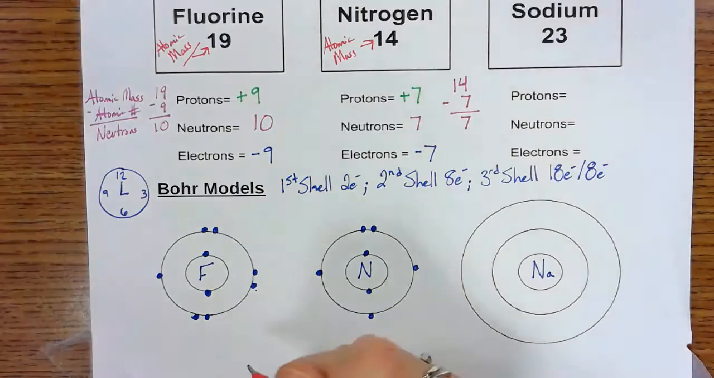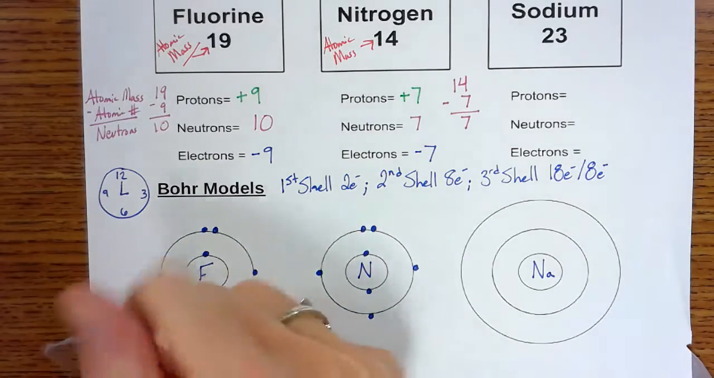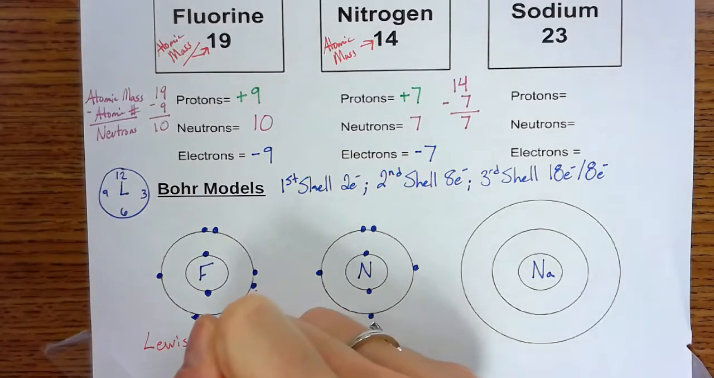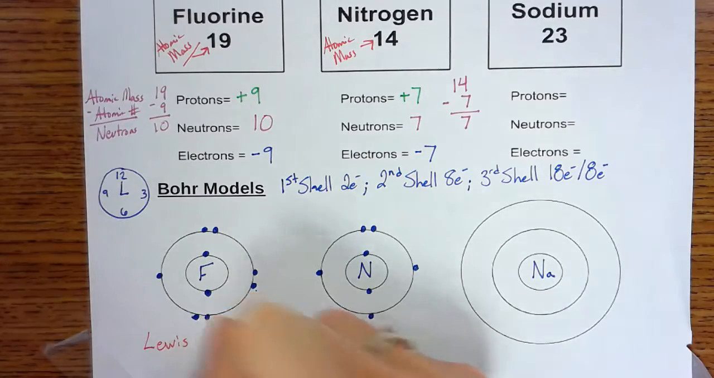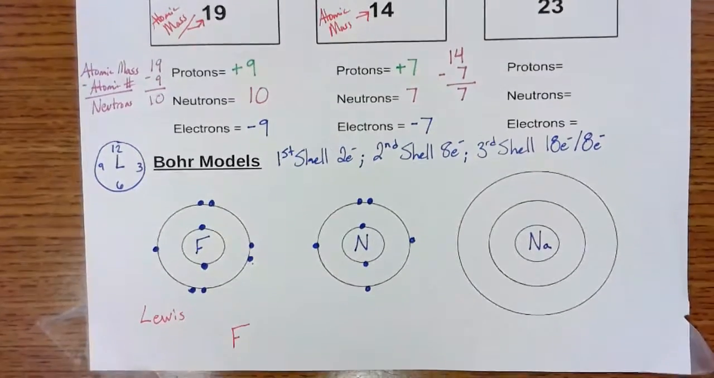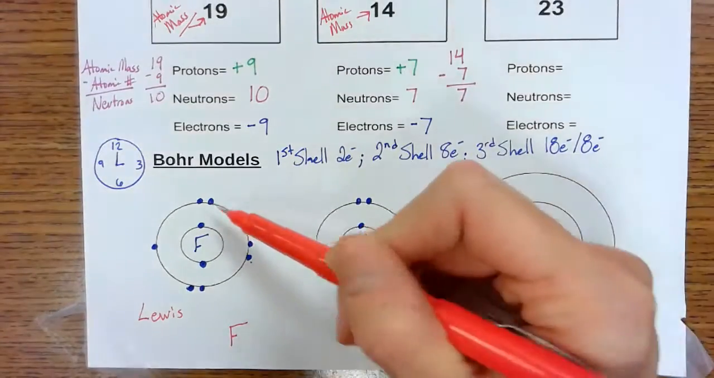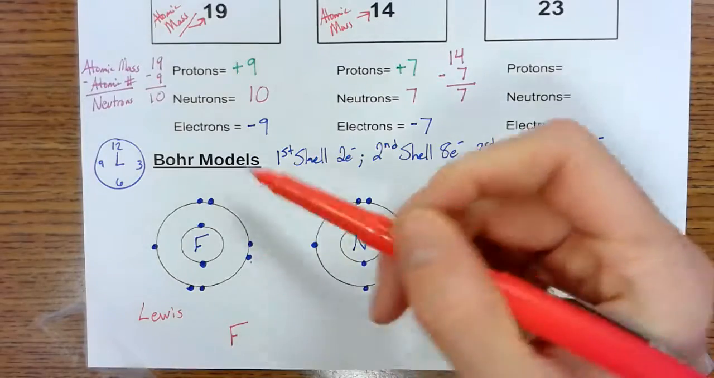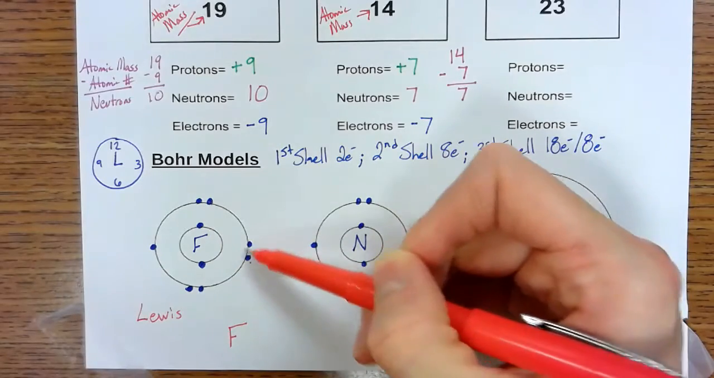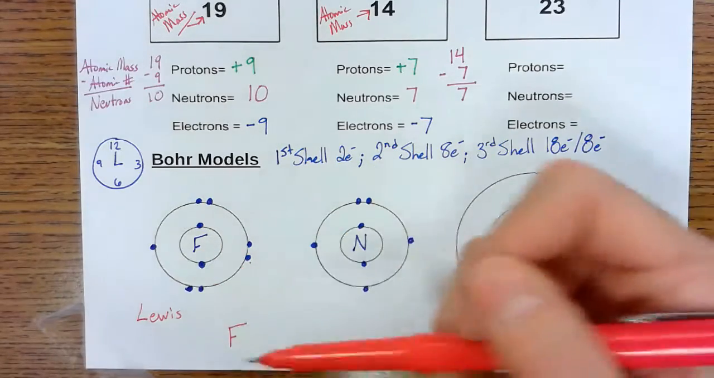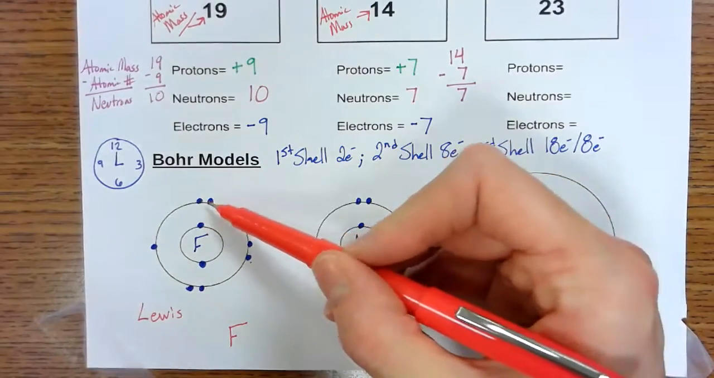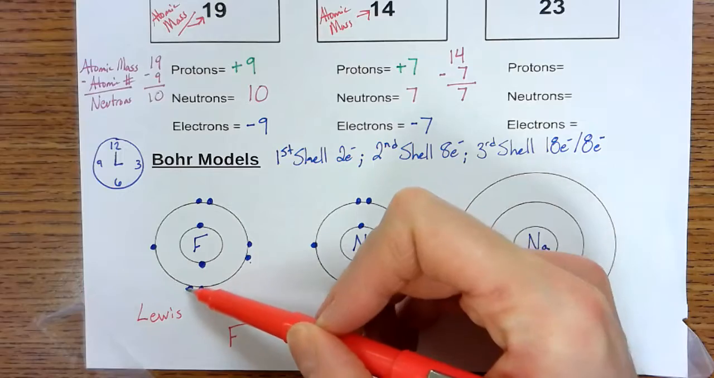So when we do the Lewis structure of our model, and I'm just going to write down below Lewis structure. Okay, you start with the symbol. So in this case, fluorine symbol is F. And you put the electrons in the outer orbital around the symbol. So fluorine has 9 total electrons. 1, 2, 3, 4, 5, 6, 7, 8, 9. But of those 9 electrons, only 7 are valence. 1, 2, 3, 4, 5, 6, 7.